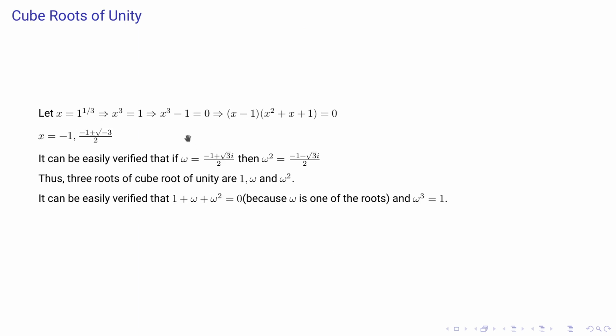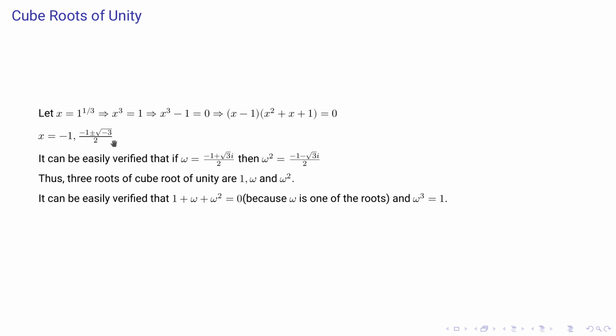Now we are going to consider another very important concept, which is cube root of unity. It is very simple actually. Suppose x is cube root of 1, then x cube will be 1, that is x cube minus 1 will be 0. So we will have this as the product of (x minus 1) into (x square plus x plus 1) is equal to 0. Now if x minus 1 is equal to 0, then x will be 1. And if x square plus x plus 1 is equal to 0, then it will have two roots, minus 1 plus minus square root of minus 3, divided by 2.